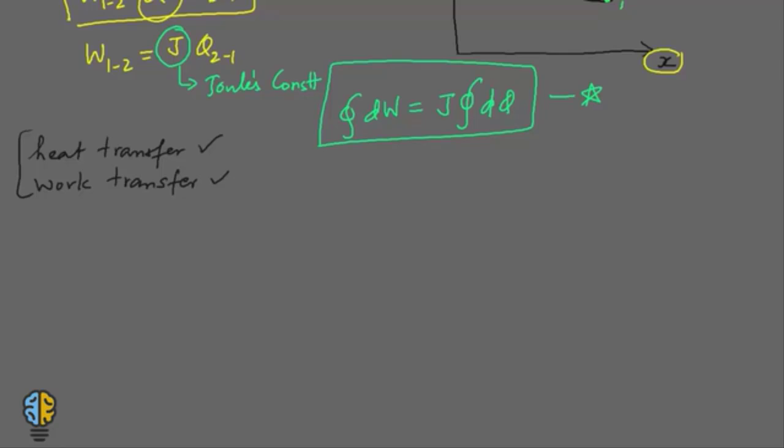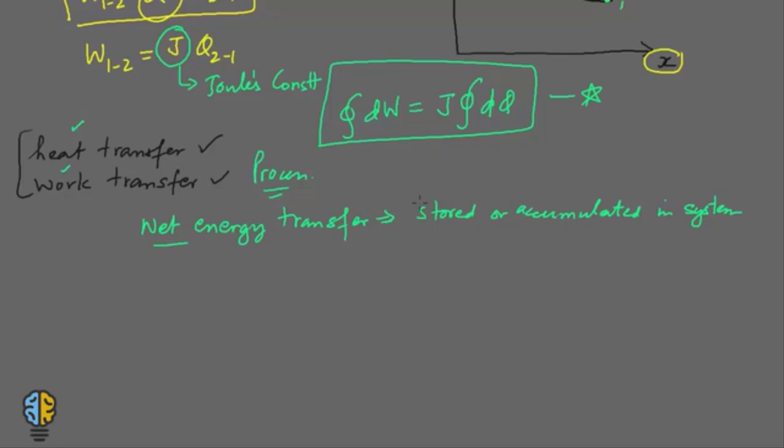When you have both of them occurring in a system which is undergoing a process, the net energy transfer, where does this go? This is stored or accumulated within the system. And this net energy that is stored in the system is called internal energy.